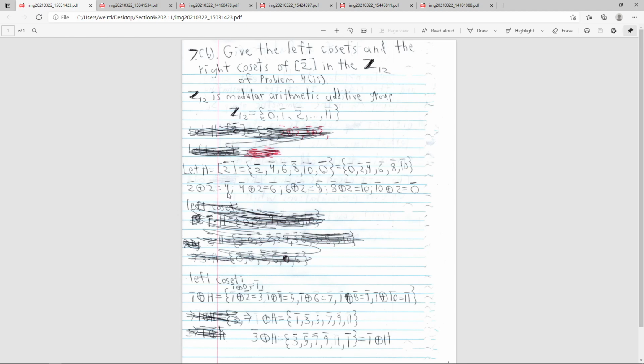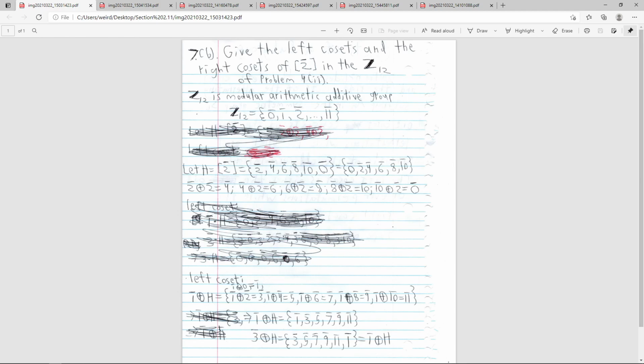Because 2 plus 2 is 4 in modular arithmetic, 4 plus 2 is 6, and eventually 10 plus 2 is equal to 0. You just do modular arithmetic, adding 2 successively, until you get to the end of the cycle, where it would repeat. So that's what H is equal to: 0, 2, 4, 6, 8, 10, in the modular arithmetic format.